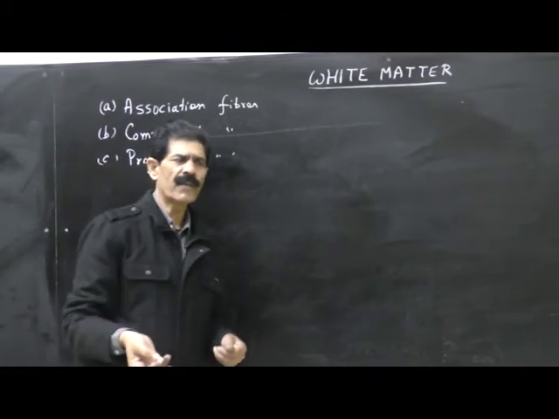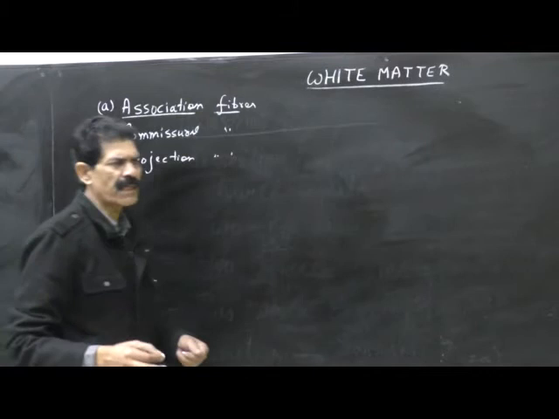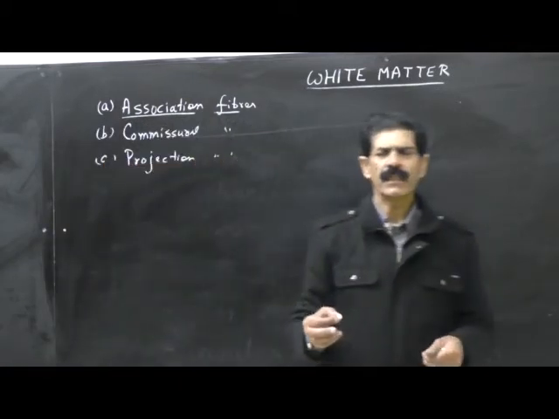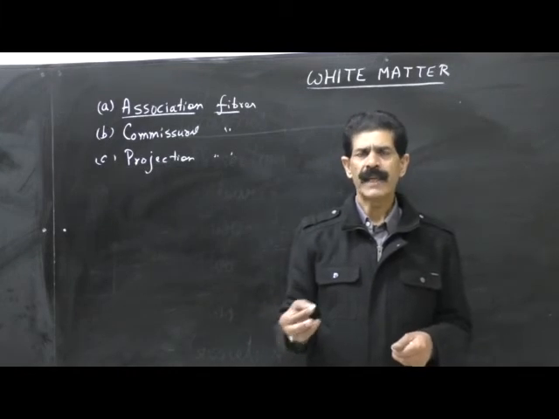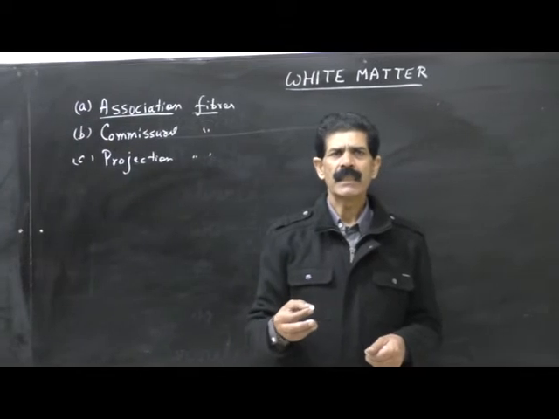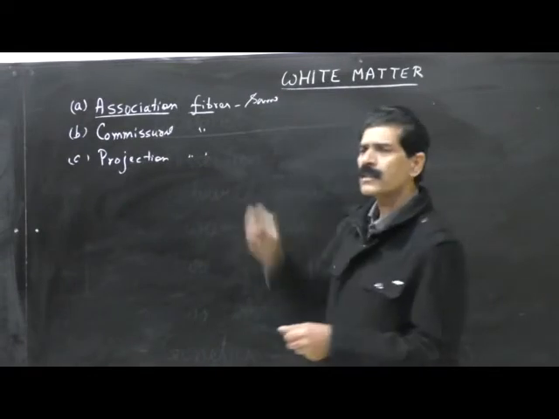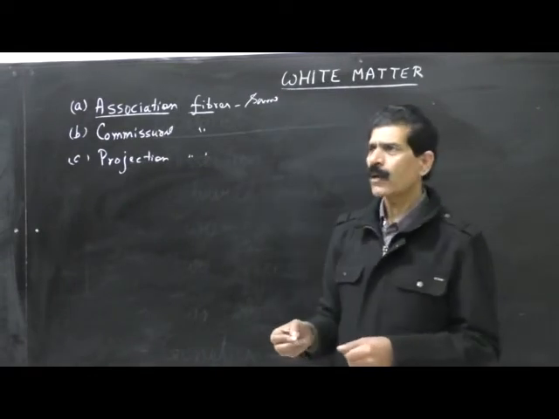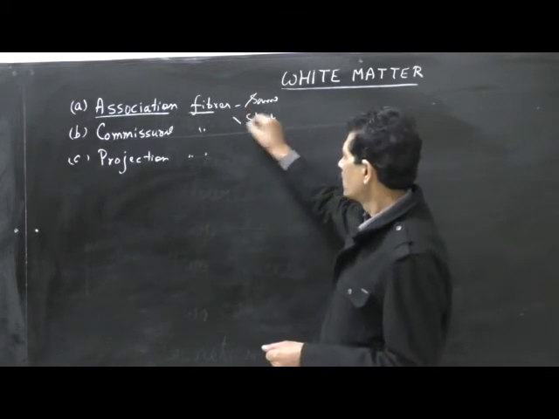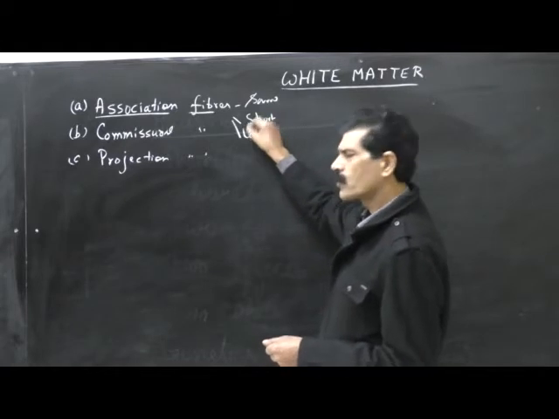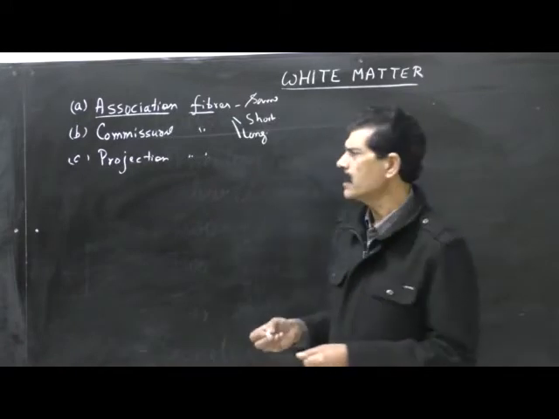So we will take one by one. First of all, we will take the association fibers. As the name suggests, association means these axons or nerve fibers join the cerebrum grey matter, but they remain on the same side. They do not cross the midline, and according to their length we divide them into the short or the long association fibers. So they associate the grey matter of the same side of the cerebrum.